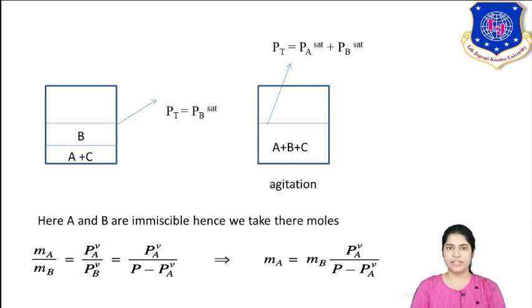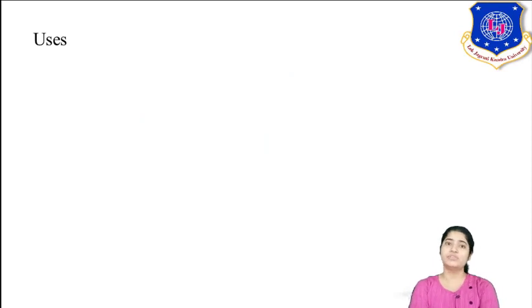Okay, so you can say that moles of A upon moles of B is equal to vapor pressure of A upon vapor pressure of B. So this is the formula which you have to remember to solve the sums related to steam distillation, right? Because mole fraction of both steam and the initial solution is 1, they are not mixing together, hence we are directly taking the moles.